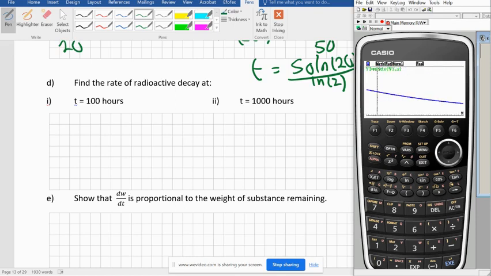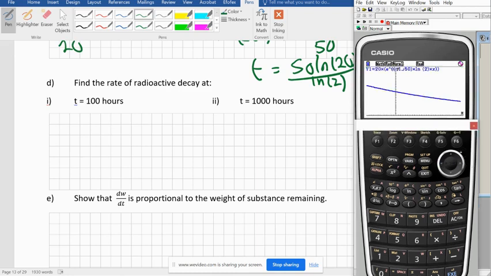We can draw it. It might not be in the same spot, right? So you might have to move your graph around a little bit. Okay, so I can see if I just move it across a little bit.